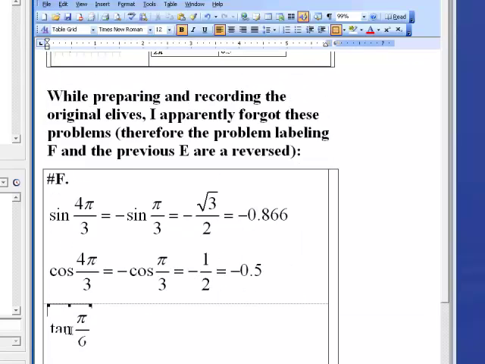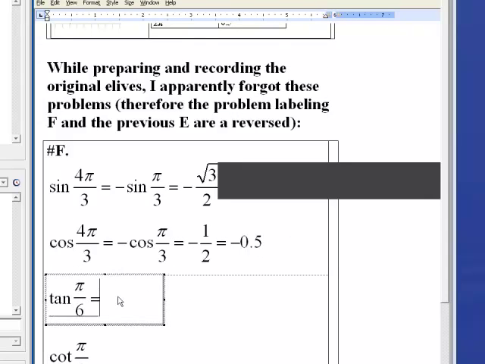And tangent pi over 6. Well, that's already in the first quadrant. So we're just going to determine it. Pi over 6 is the same as 30 degrees. We know what the tangent is of 30 degrees, which is 1 over the square root of 3, which then comes out to 0.577, which we have memorized.